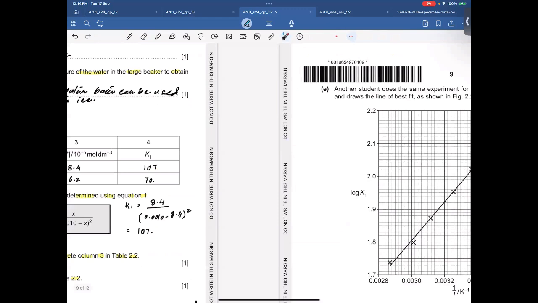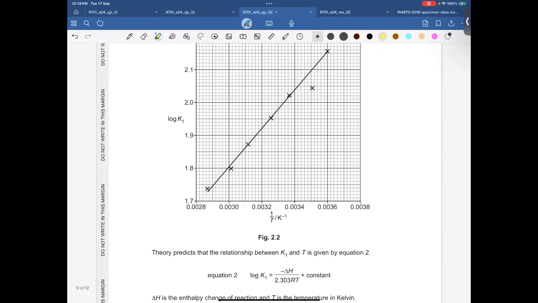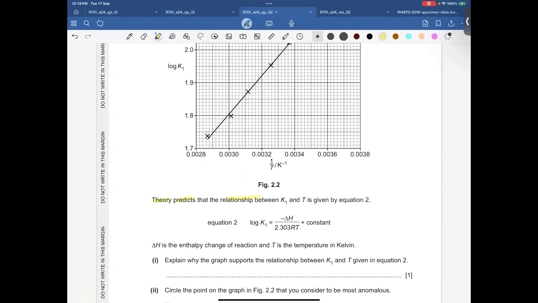Next, another student does the same experiment for 7 different temperatures, plots a graph, and draws the line of best fit as shown in figure 2.2. All right. The theory predicts that the relationship between K1 and T is given by equation 2, and that equation is y equals mx plus c. All right. You can apply this linear equation on this expression. Delta H is enthalpy change of reaction and T is the temperature in Kelvin. Explain why the graph supports the relationship between K1 and temperature given in equation 2. That's very, very important.